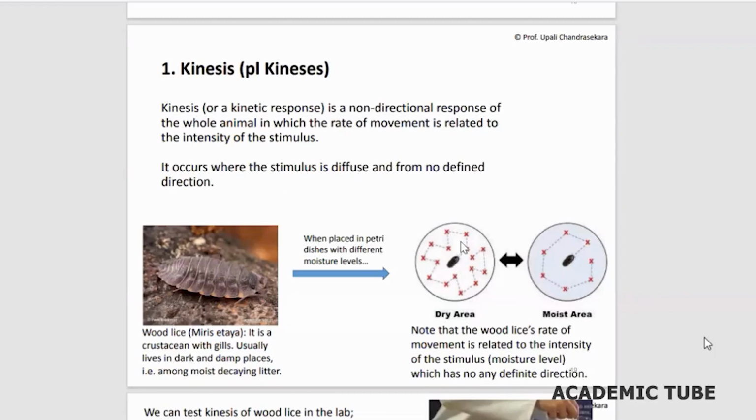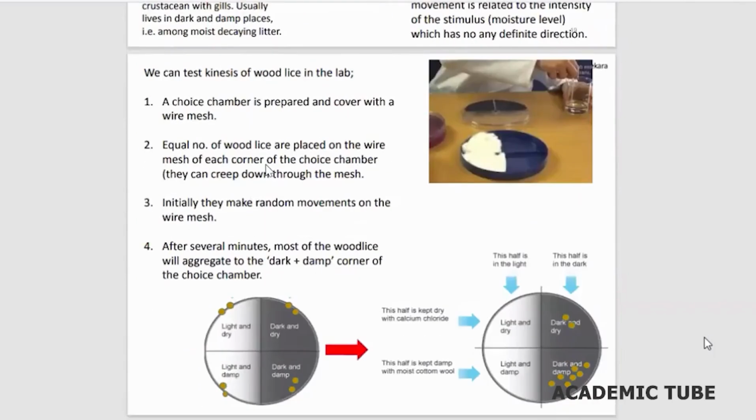So these kinds of behaviors are known as kinesis. These are usually shown by very simple animals. Kinesis. Now we can test this kinesis in the laboratory. What we do is that we take a petri dish, as I have done in here, and we divide the petri dish into 4 compartments.